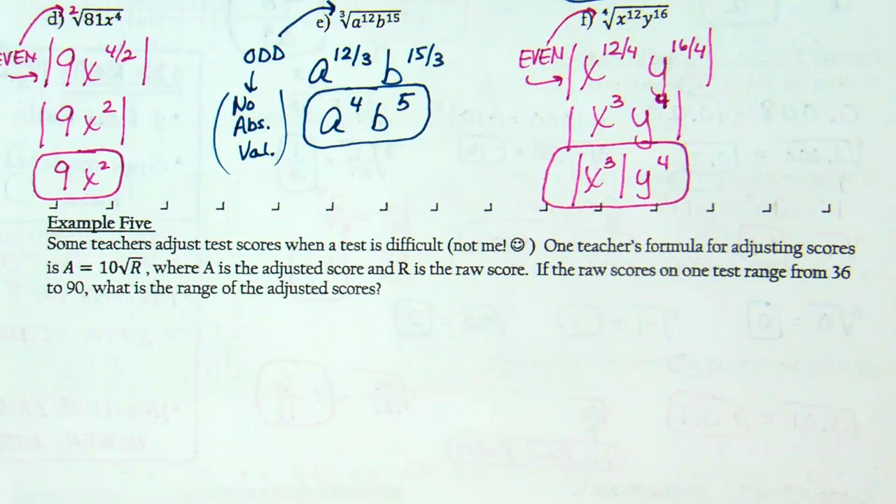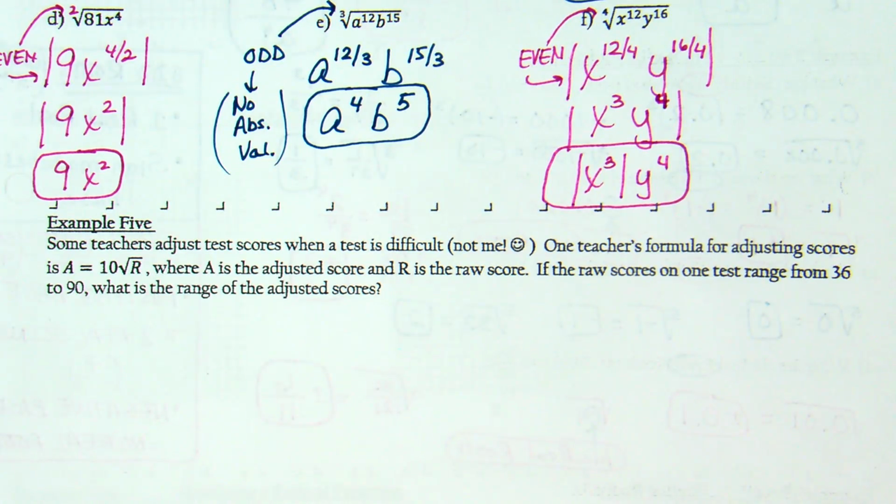So, let's read. Some teachers adjust test scores when a test is difficult. I don't usually. One teacher's formula for adjusting scores is A equals 10 square root of R, where A is the adjusted score, R is the raw score. If the raw scores on one test range from 36 to 90, what is the range of the adjusted scores?